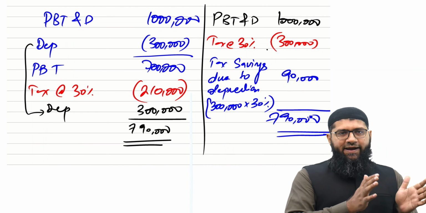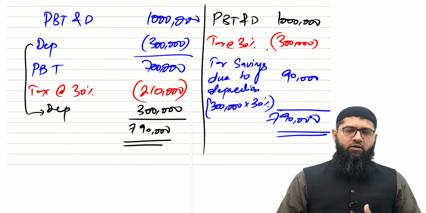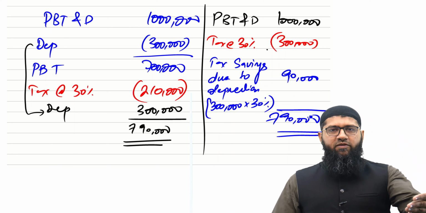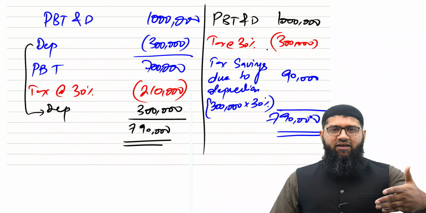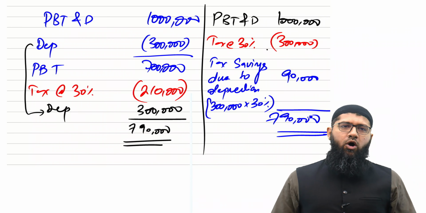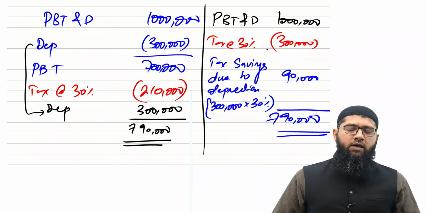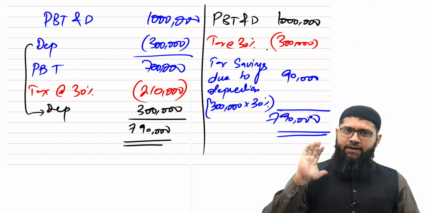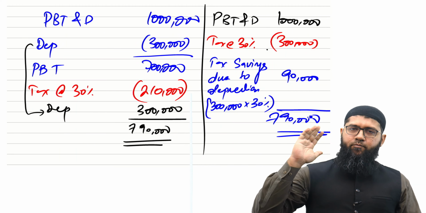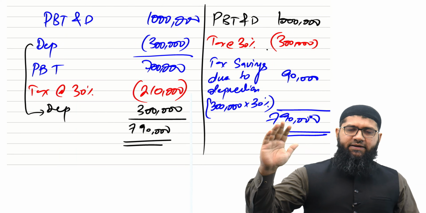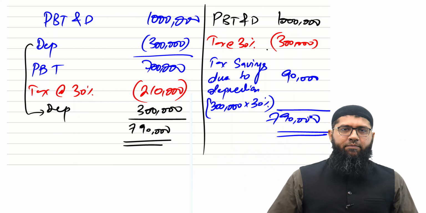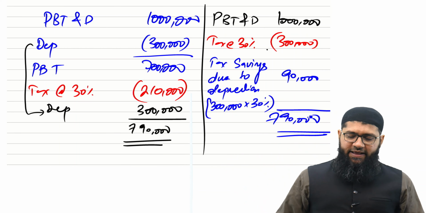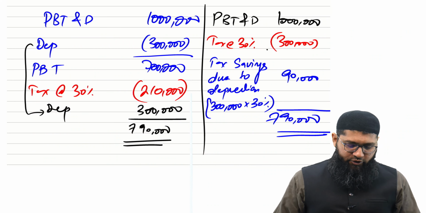So these are both ways of doing the depreciation calculation. Either you deduct the depreciation, calculate the tax, then add back the depreciation. Or alternatively, you could simply deduct the tax directly from the profit without the depreciation, and then add back the tax saving due to depreciation. That's how you do it.